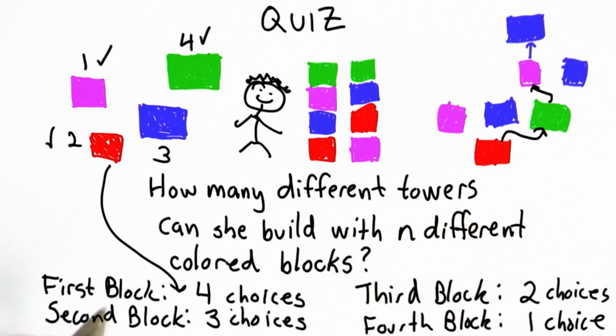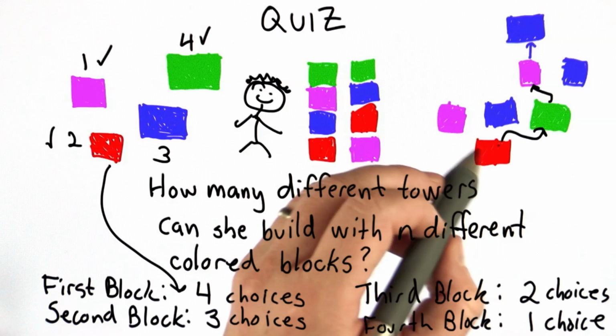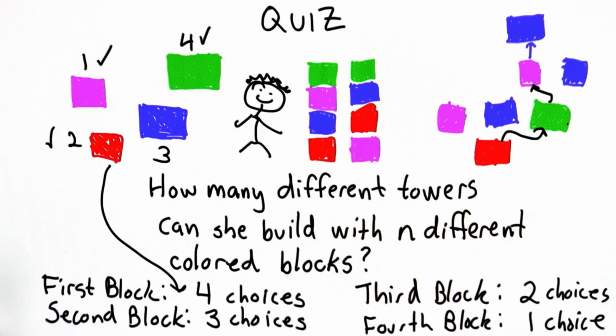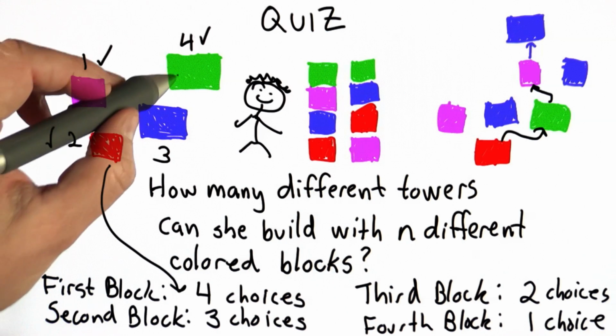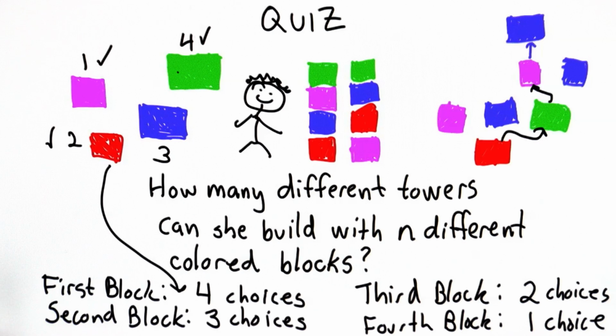So for each of these choices, she could choose any of the 4 for the first one, and any of the 3 remaining ones for the second one, regardless of what she picked for the first one. If she picked red, she could pick either purple, blue, or green. But if she picked, say, blue for the first one, then she'd have purple, red, and green left. So she always has 3 choices for the second one. After that, there's only 2 blocks left, and she can choose either one. So the pattern here is every time she chooses a block, there's 1 less because she's used a block in the previous choice. And for the total number of choices, what we want to do is multiply all these numbers.